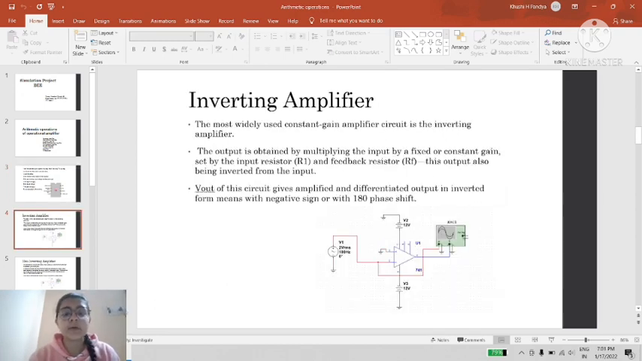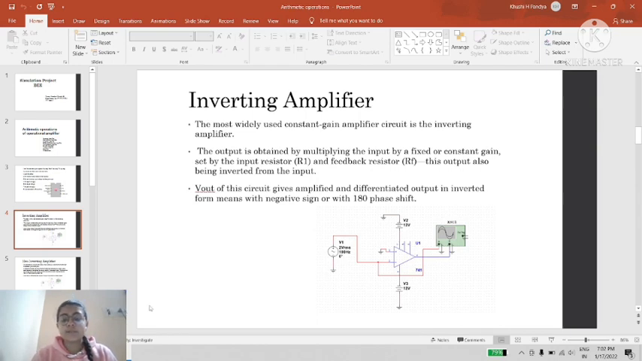First let us see the inverting amplifier. Inverting amplifier is used to get the output voltage in amplified and differentiated form of the input voltage. As you can see in the circuit diagram, we have connected the supply voltage with the inverting input, and we have grounded the non-inverting terminal.